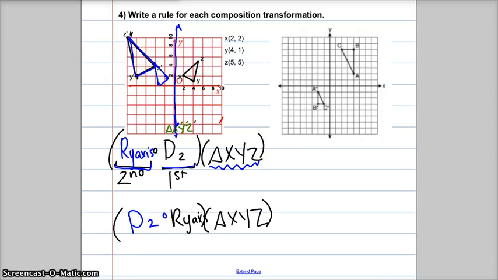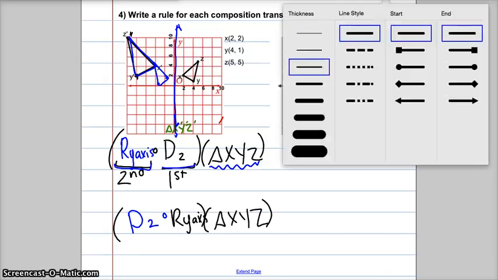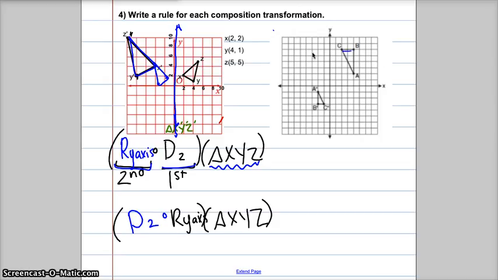Second problem, we have triangle ABC, which is up here. This is the original figure. And then we have triangle A prime, B prime, C prime. So what needed to happen to triangle ABC in order to get it onto A double prime, B double prime, and C double prime? Two things had to have happened. Whatever happens first is going to go closest to triangle ABC, and whatever happens second is going to go furthest away. So you're reading these a little bit backwards.